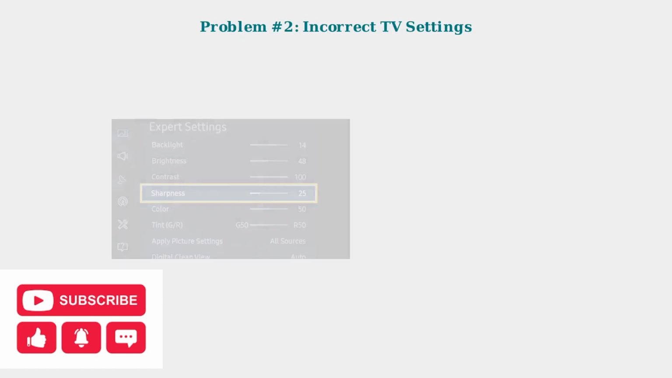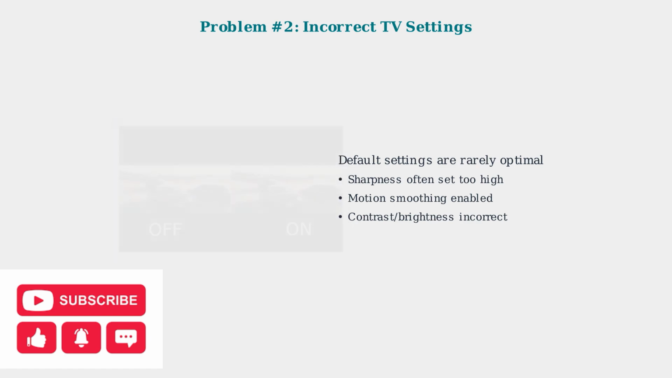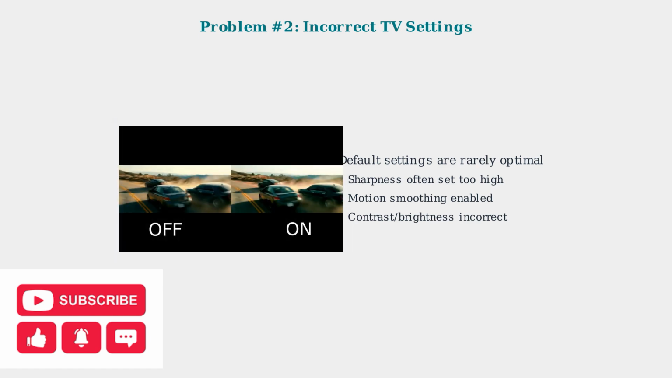The second major culprit is incorrect TV settings. Most TVs come with default settings that are not optimized for picture quality. The sharpness setting is often cranked up too high, which actually reduces detail and creates artificial edges. Motion smoothing is another common problem. While it can reduce blur in fast-moving scenes, it often creates an unnatural soap opera effect that makes movies and shows look artificial and overly smooth.